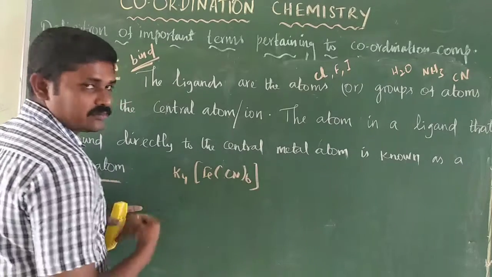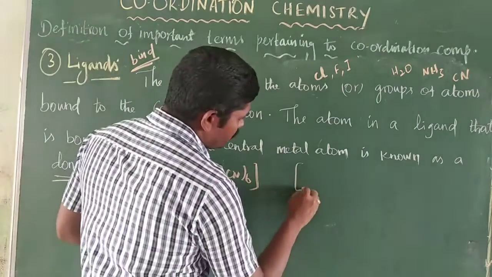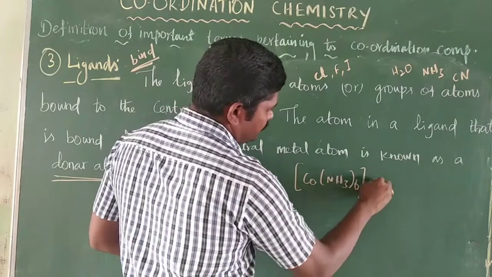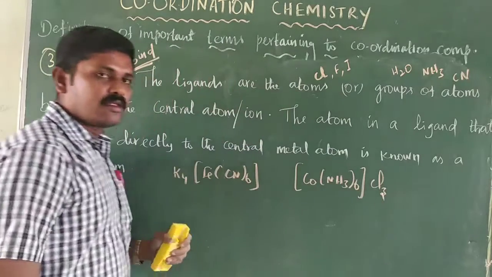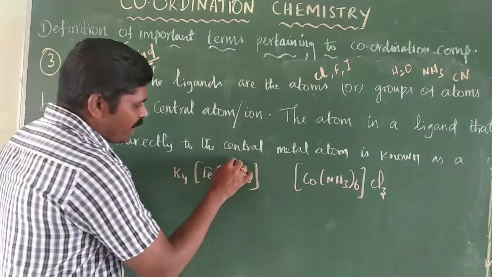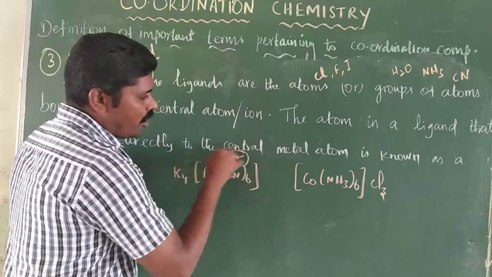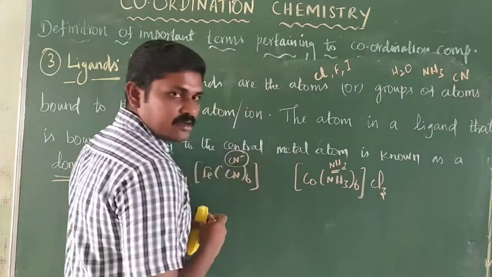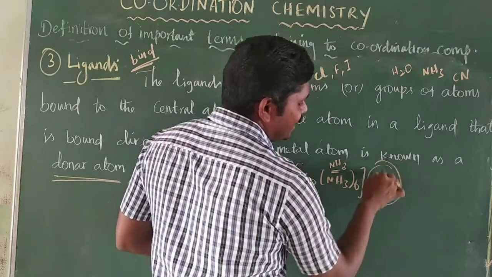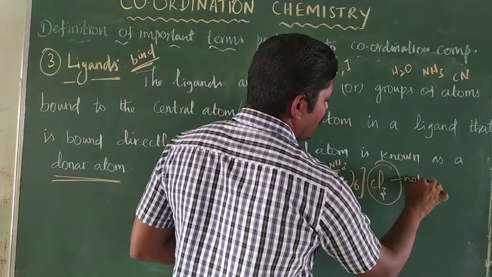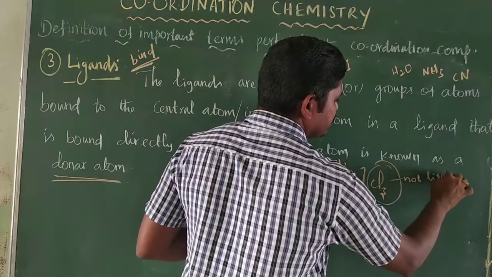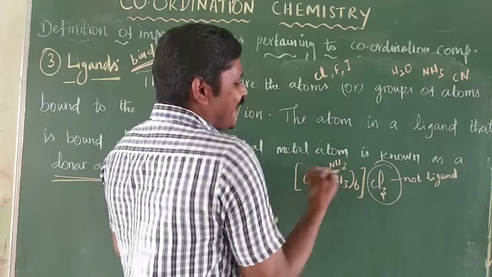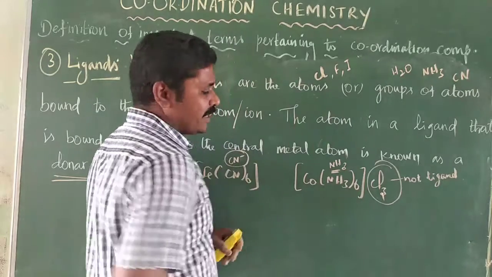K4[Fe(CN)6]. Right? So [Co(NH3)6]Cl3. Okay, so CN minus is a ligand. NH3 is a ligand. Right? So Cl is not a ligand. Why? Cl3 does not directly attach to the central metal atom.